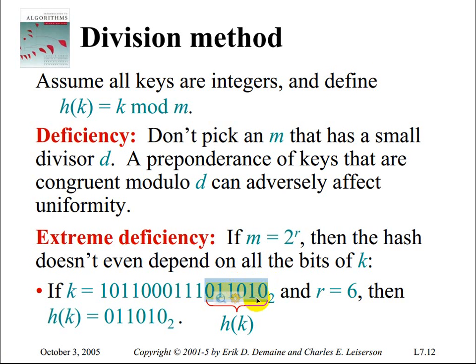I hope you just think about it, right? So let's say, for example, if M is 2, then the only thing it depends on is whether the number is odd or even, right? It only depends on this last bit. If it is 4, it only depends on the last two bits, which is very, very bad. So that's the idea. Don't do that.